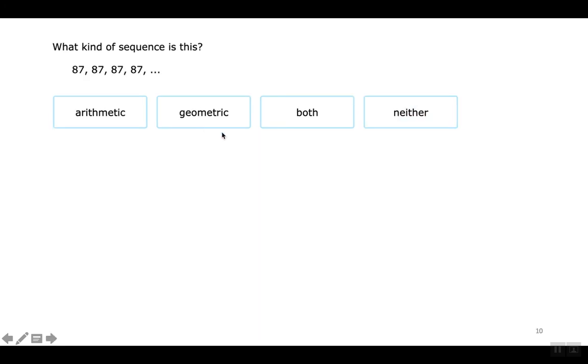All right, what sequence is this? We already did one like this. This one's going to be both. Both. Because every time you're adding 0 and you're multiplying by 1. Ya hicimos un ejemplo como este. La respuesta es los dos, porque cada vez se está sumando 0 y multiplicando por 1.